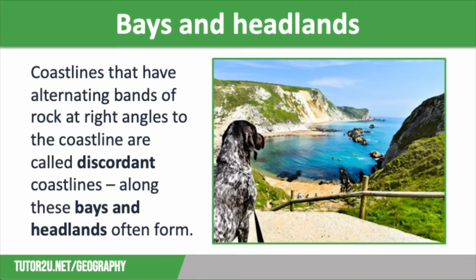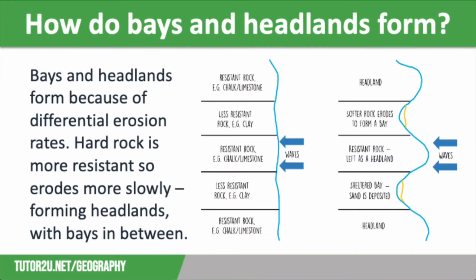Processes of erosion have led to the formation of distinctive coastal features. We call these erosional landforms. Coastlines that have alternating bands of rock at right angles to the coastline are called discordant coastlines. Along these, bays and headlands often form. In this video, we're going to talk about how that process happens.